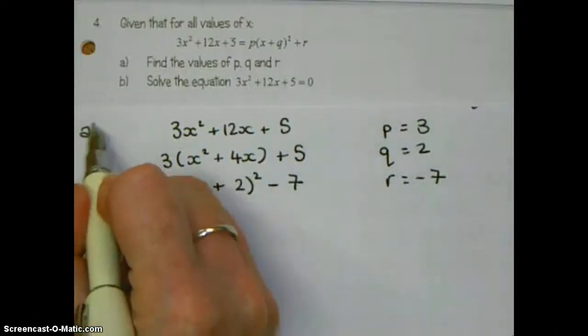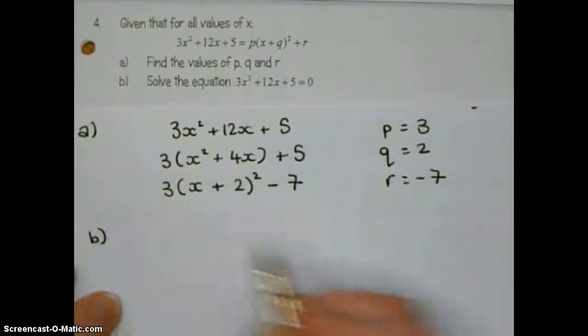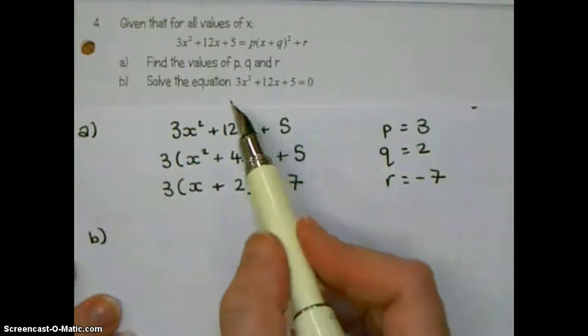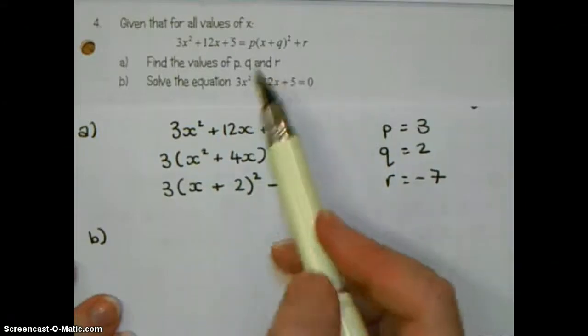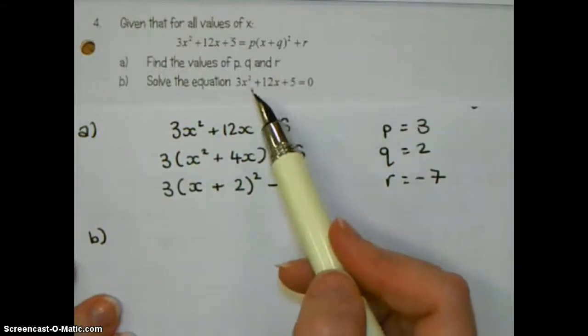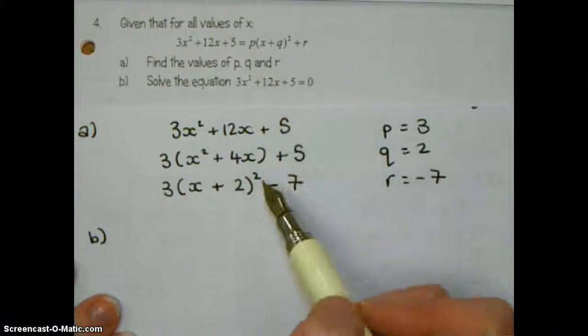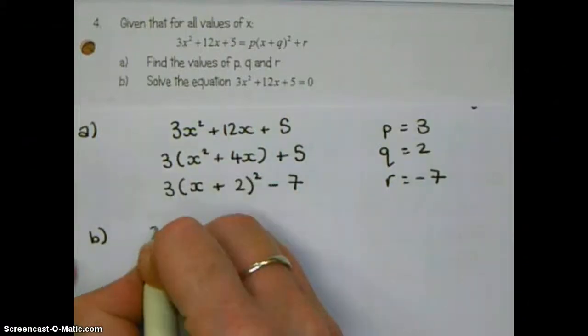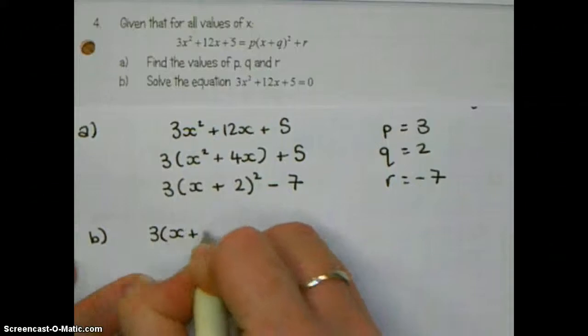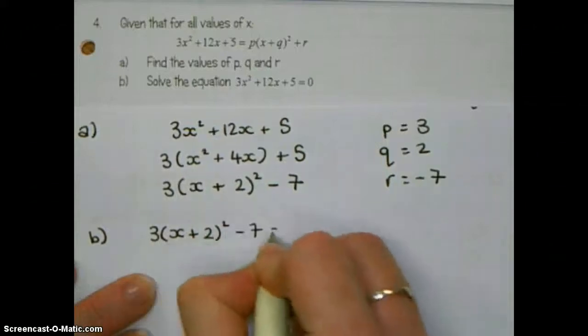Then for part B, it says solve the equation. Now, to solve the equation we can either factorise, complete the square, or use the quadratic formula. This, hopefully you'll spot, doesn't factorise. The clue is that we've already completed the square above, so let's use this to solve it. So really, this is the equation that I'm going to solve.